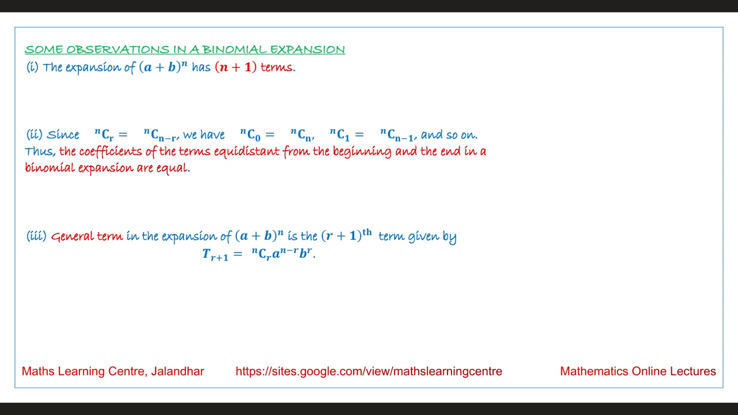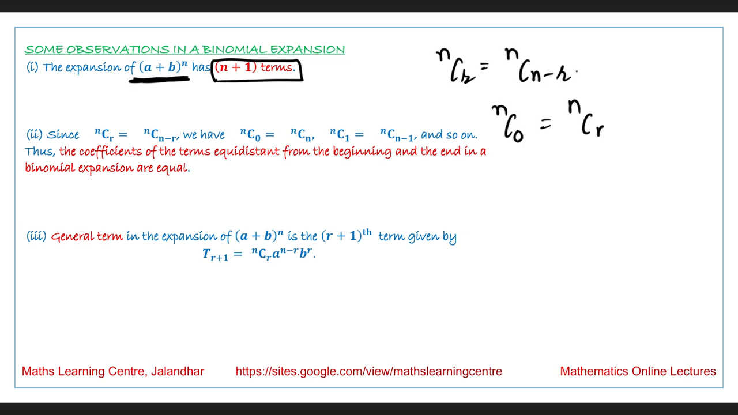Next are some observations in the binomial expression. The first one is that the expansion of (a+b) raised to the power n has n+1 terms. Second, we know that nCr is equal to nC(n-r). So nC0 will be equal to nCn, and nC1 will be equal to nC(n-1).